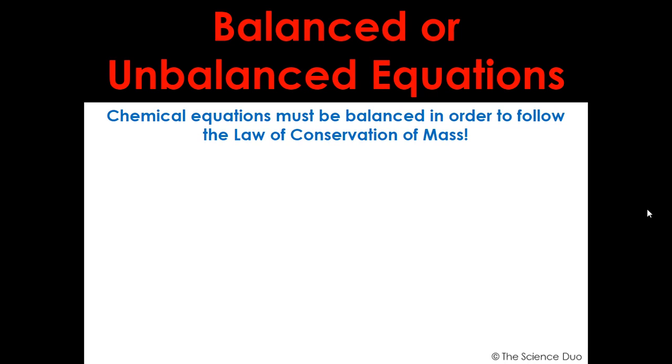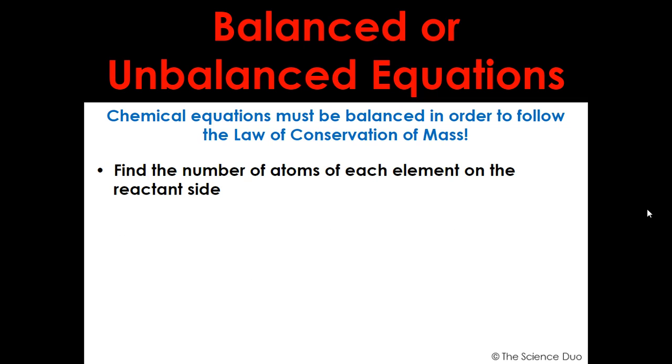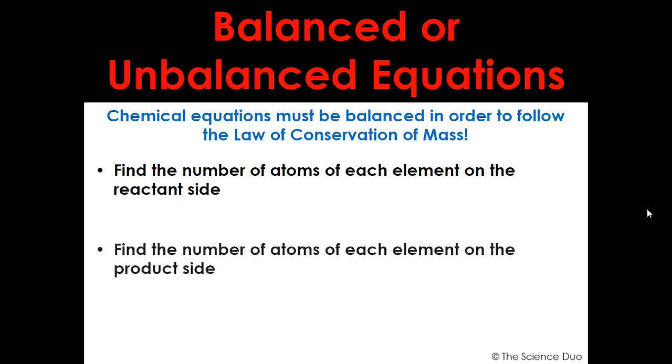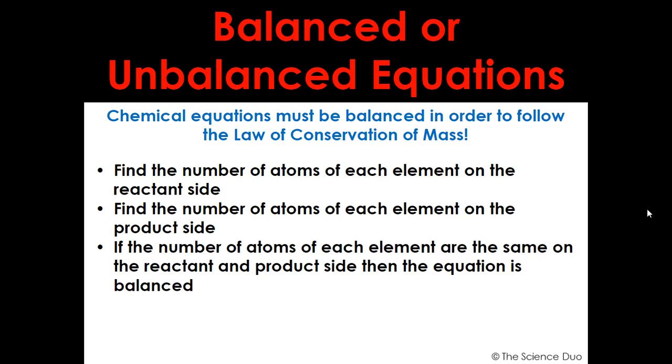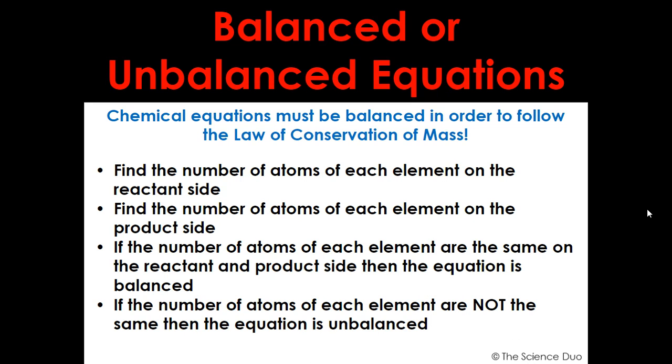Chemical equations must be balanced in order to follow the law of conservation of mass. So we need to find the number of atoms of each element on the reactant side, and the number of atoms of each element on the product side. If the number of atoms of each element are the same on the reactant and the product side, then the equation is balanced. If they are not the same, then the equation is not balanced, or we say it's unbalanced. So let's look at an example.